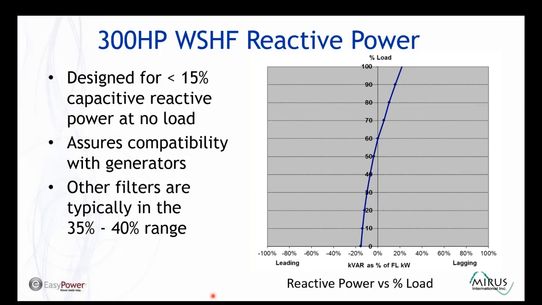So here's some measurements taken on a 300 horsepower wide spectrum harmonic filter. This is our reactive power, leading, lagging, and the loading in kilowatts. So we can see at no load conditions, we're at 15% or less. We are leading at low load conditions, but we're 15% or less, and then it drops, and then at a certain level we end up starting to go lagging, and we'll have lagging reactive power as we load up the filter and the drive.